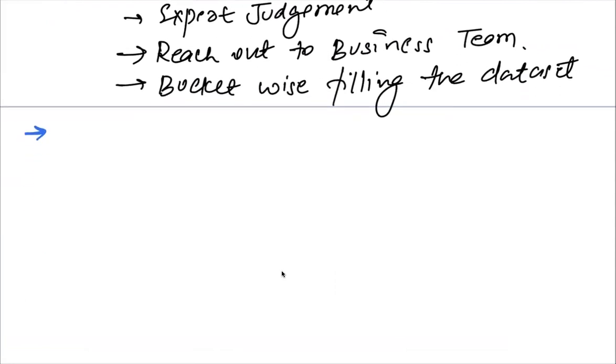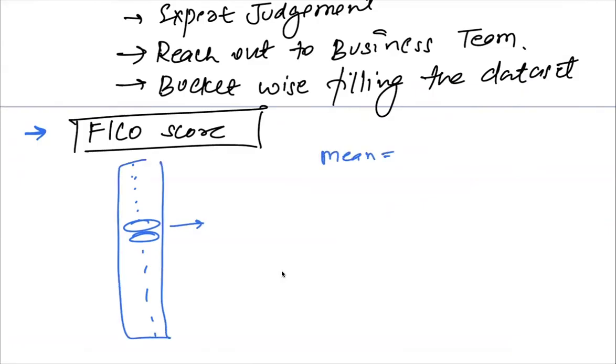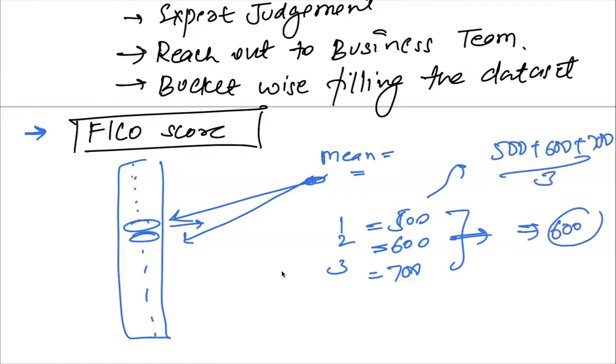Okay, let me explain. Let's say you have a variable called FICO score, and for this variable there are values, but in some places the values are missing. So what you can do is use the mean. Take the mean of the complete data and fill it in. Do you know how to compute the mean? Let's say we have three borrowers, and the FICO scores are 500, 600, 700. How would you calculate the mean? It's nothing but the average. 500 plus 600 plus 700 divided by 3. The answer would be 600, right?